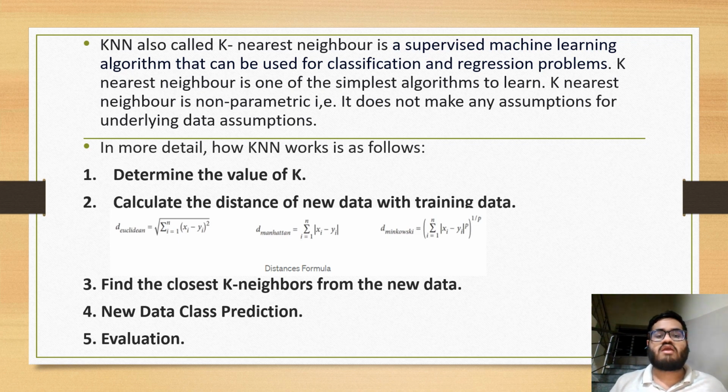In more detail, how KNN works is as follows. These are the steps that we use for making the KNN classifier algorithm approach. First, we determine the value of k, that is the number of neighbors. Then calculate the distance of the new data from the training data. For calculating the distance, we have three approaches: we can calculate the Euclidean distance, the Manhattan distance, or the Minkowski distance. Find the closest k neighbors, that is, the nodes in the neighborhood of the chosen node. Then make the new data class prediction. Then we do the evaluation, or we find the accuracy.